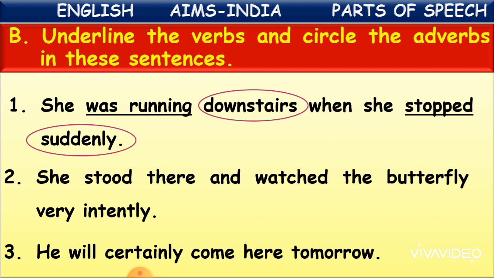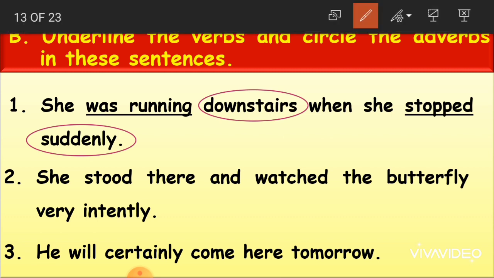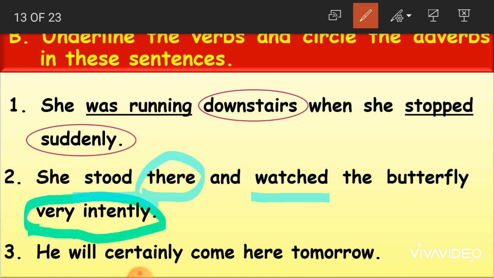Okay, so we'll do the second one. She stood there and watched the butterfly very intently. See, she stood there. What is stood, children? Is it an action? Yes, stood becomes our verb. Watched, verb. She is doing some work there. She is standing and she is watching. Where? There. How is she watching? Very intently. So stood and watched become verbs. There and very intently become our adverbs. These two become our adverbs.